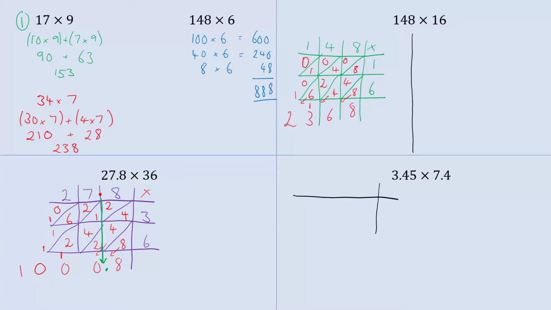Okay, we're going to do 3.45 times 7.4. Draw our grids in and try and make it that your decimal points go through on those lines. It really makes it easier if you've got squared paper or something like that. Okay, and there we go. There's our diagonals ready to go.